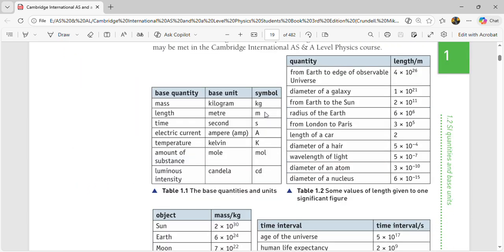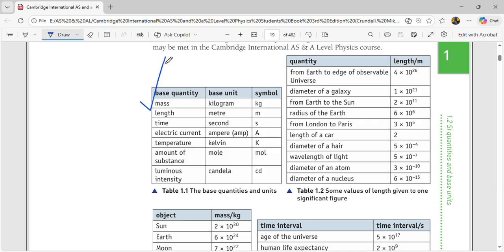So these are the ones I've been talking about in the table. These are the base quantities. This table is a table of base quantities, and then the symbols are there, the respective symbols of units.